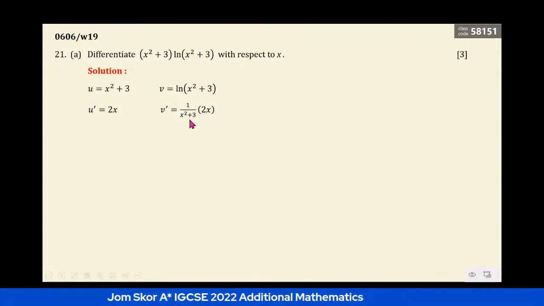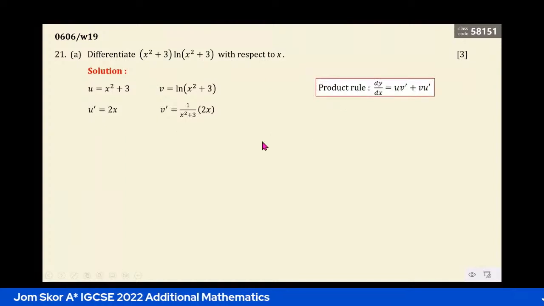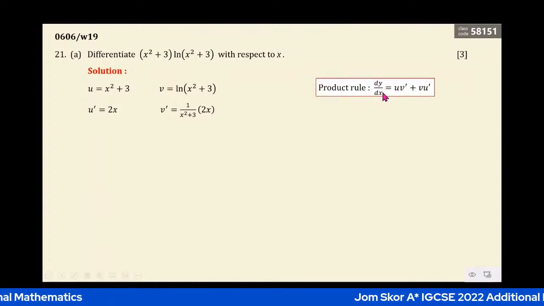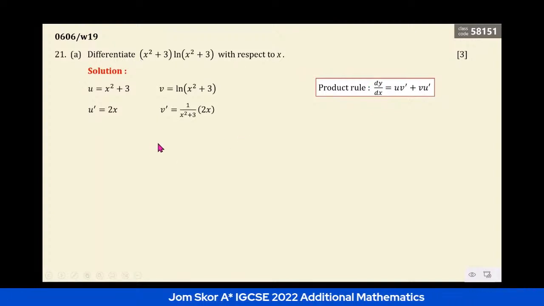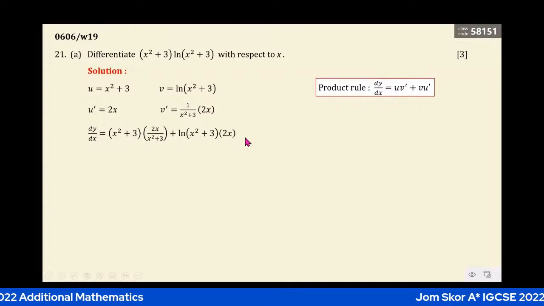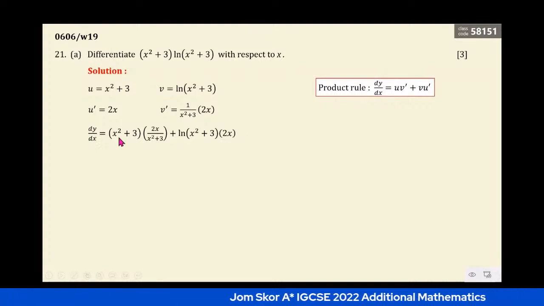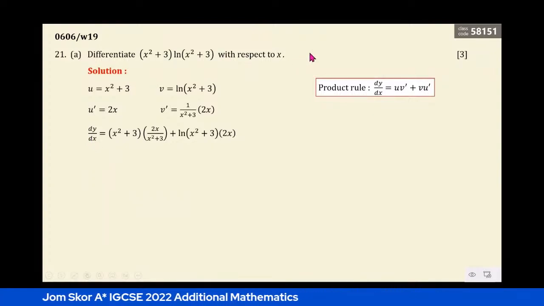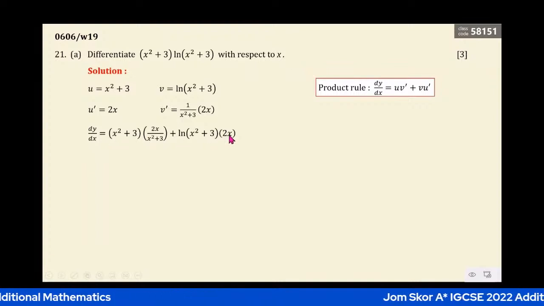So what rule do we want to use? We want to use the product rule. It only asks us to differentiate now, therefore we just substitute into the product rule. No need to simplify anything. We are finding dy/dx, since it does not ask for an exact value or anything like that, so you just substitute into the product rule.